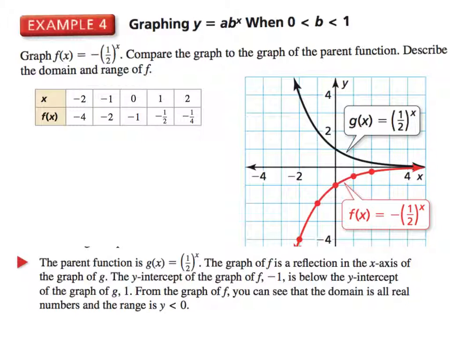So if we look at the domain and range, now we just want the domain and range of f. I want you to make sure you understand that, just of f. If we look at the red, your domain is all real numbers because the x value can be anything. But the range is everything below the x-axis, which means your range is y is less than 0.